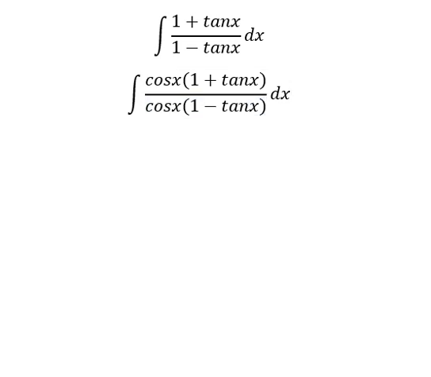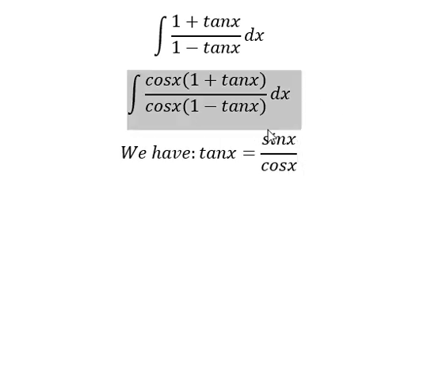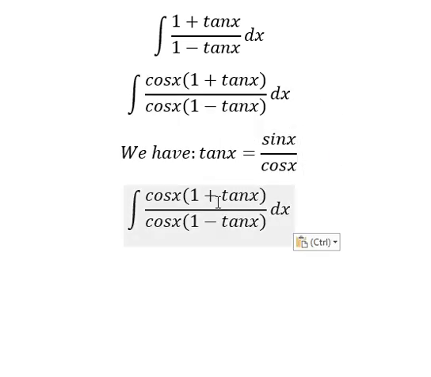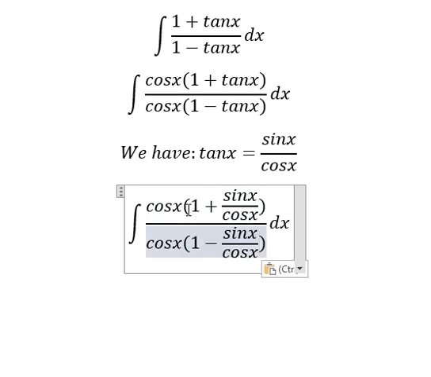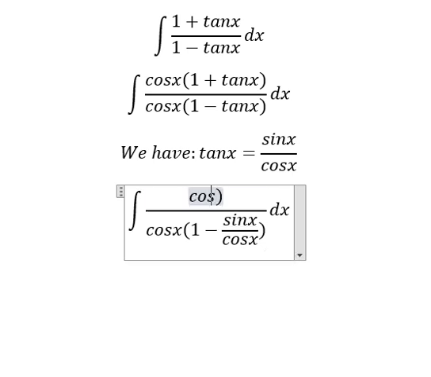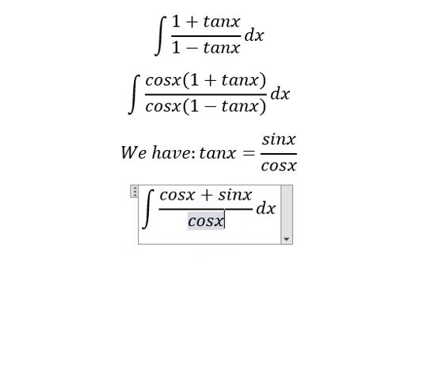So the next one we have tan x, that is about sine x over cosine x. So we need to change tan x, that is about this one and this one. Cosine x multiplied by this one and we have cosine x plus sine x. This one we have cosine x minus sine x.